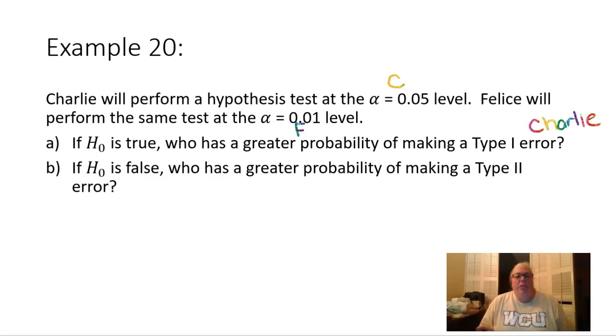Part B, if the null hypothesis is false, who has the greater probability of making a type 2 error? Well, if Charlie's got the greater probability of making a type 1 error, then Felice must have the greater probability of making a type 2 error.